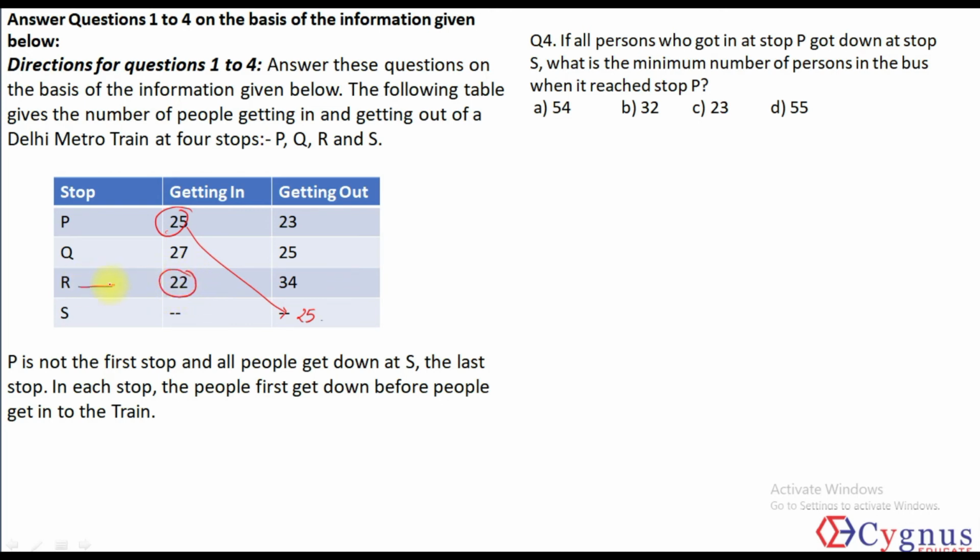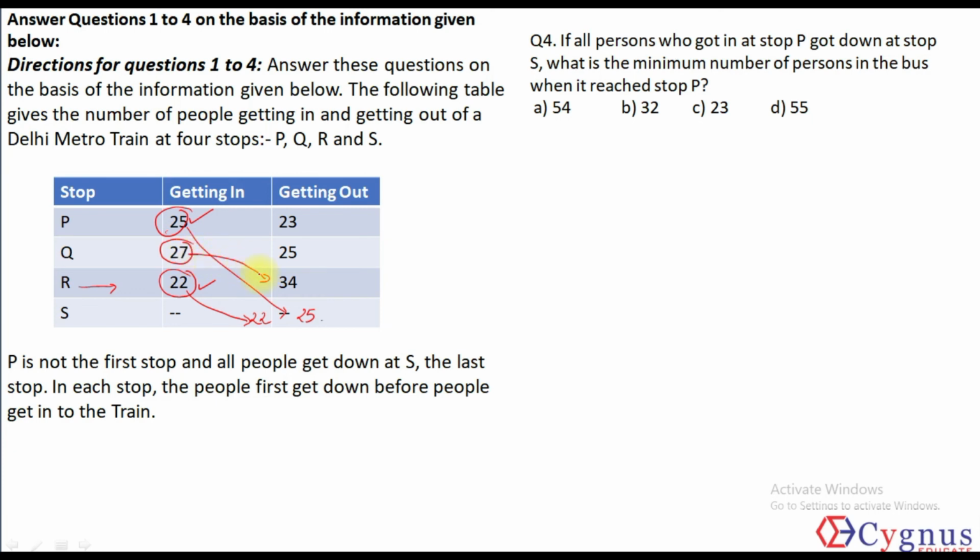Fine. I know that all these 25 will get down at this stop, and these 22 who will get in at stop R will also get down at stop S. So what about these 27 people? They'll get in at Q. All of them will get down at which stop? Stop R. Fine. These people will get down at stop S. These people will also get down at stop S. But what about these 27?